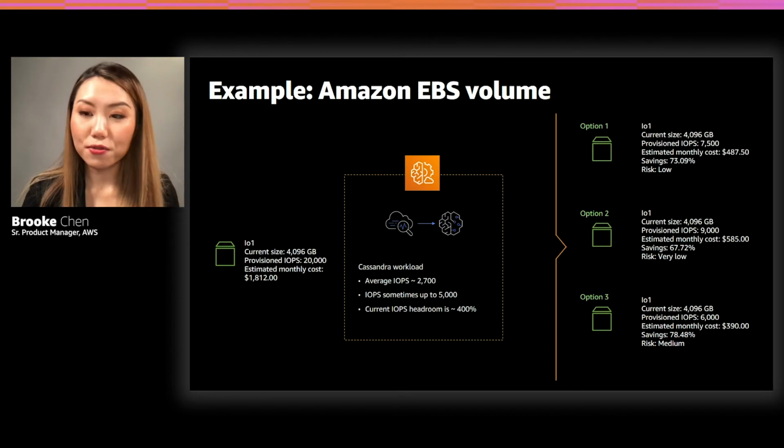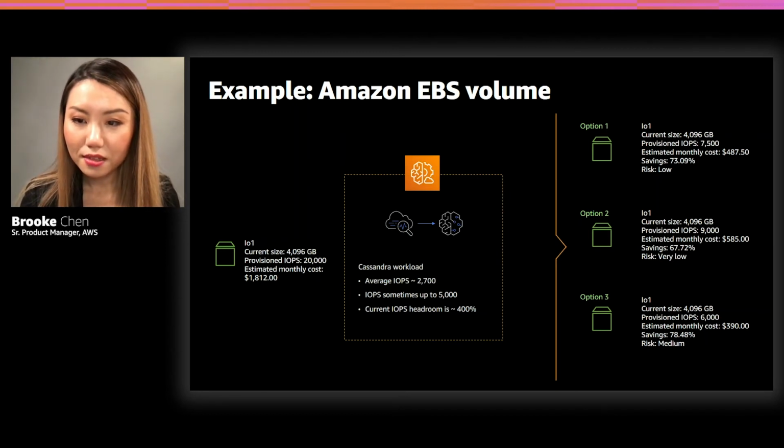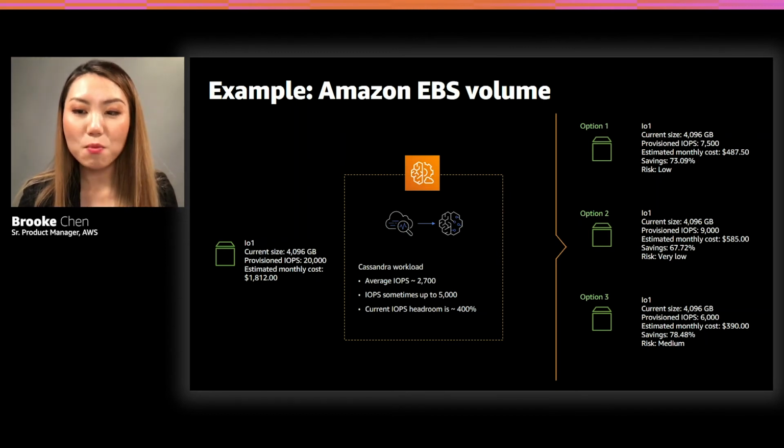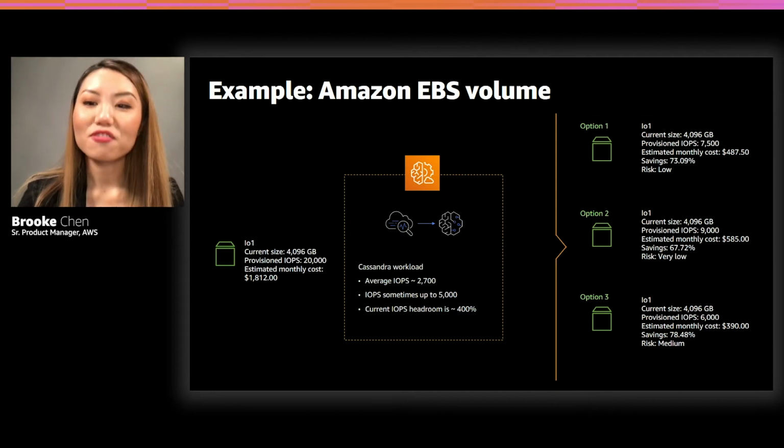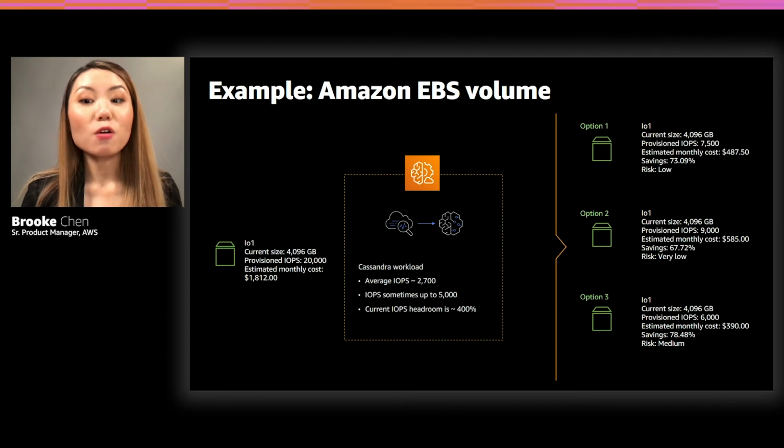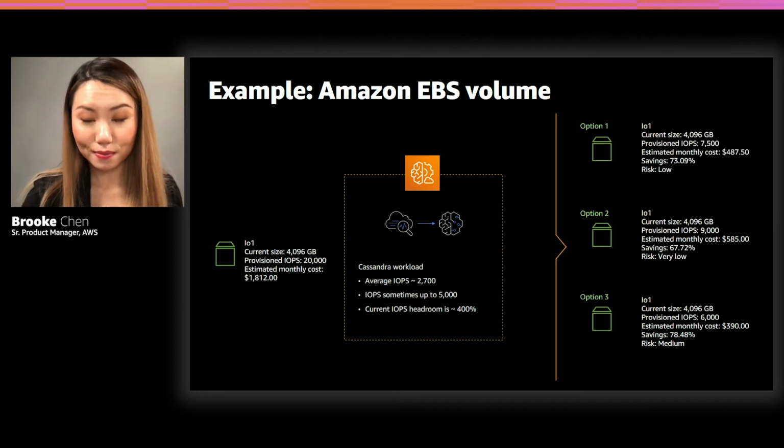Here, we offer 3 options, and they come with varying amounts of performance risk and saving potential. Again, performance risk is related to the amount of headroom that the recommendation offers. Options with bigger headroom are lower risk, but also come with slightly smaller saving potential.